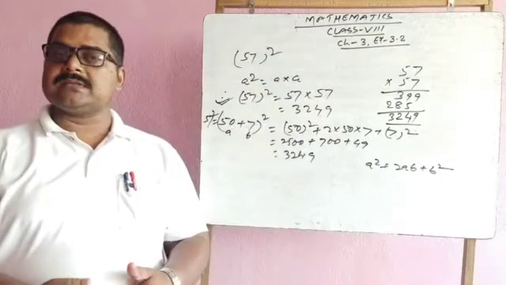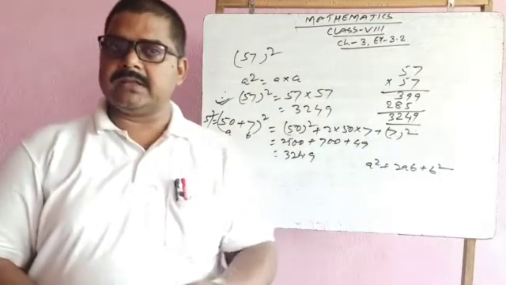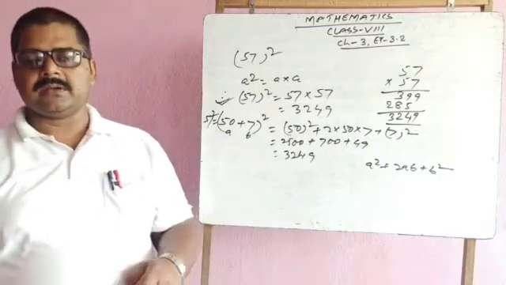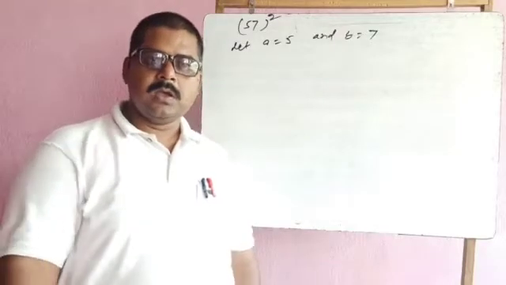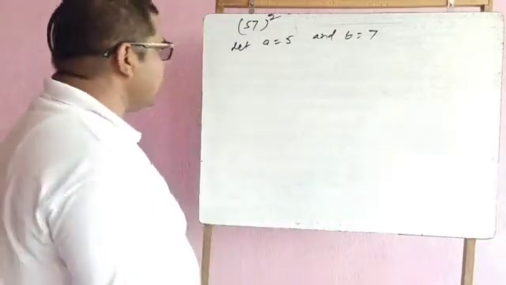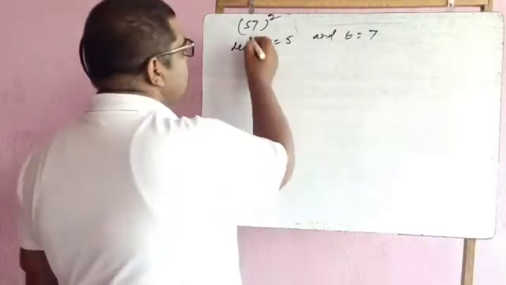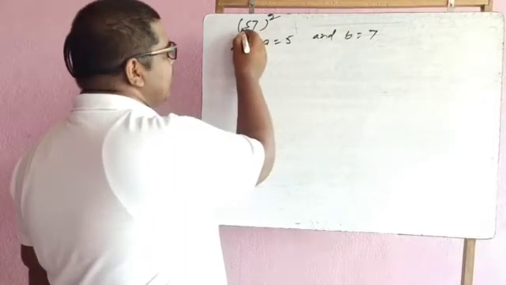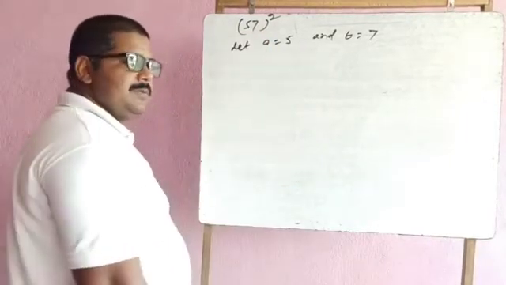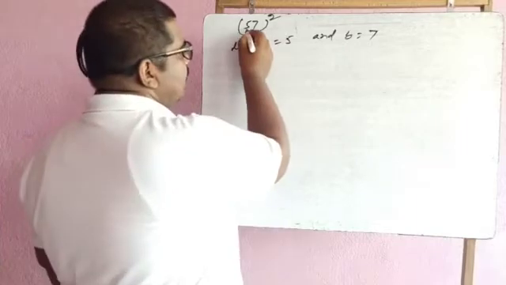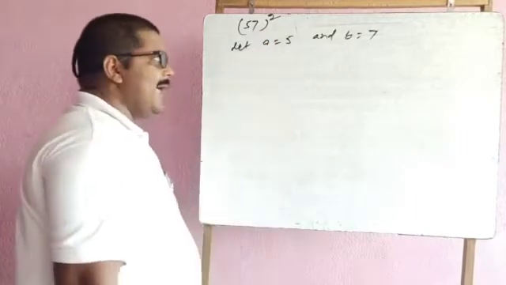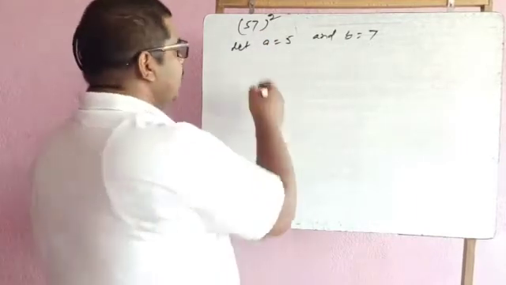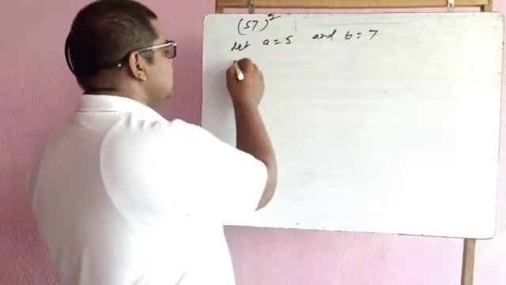Today I am going to discuss the column method first. Let's check the column method. In the column method, in 57 square, 7 is at the unit place and 5 is at the tens place in 57. So 5 is considered as A and 7 is considered as B.